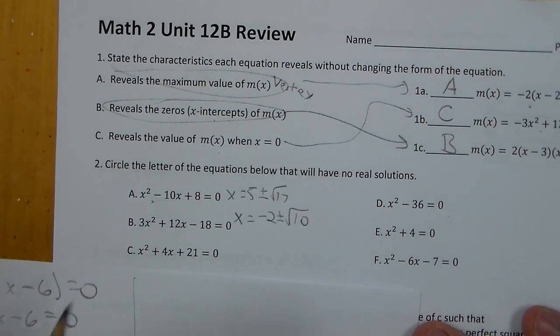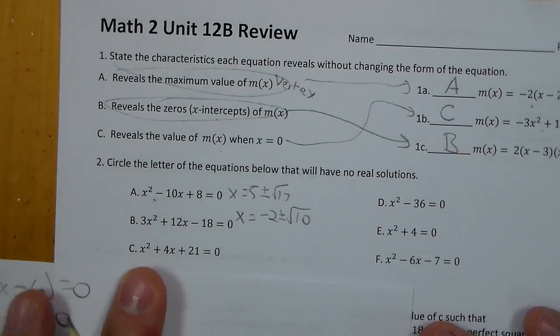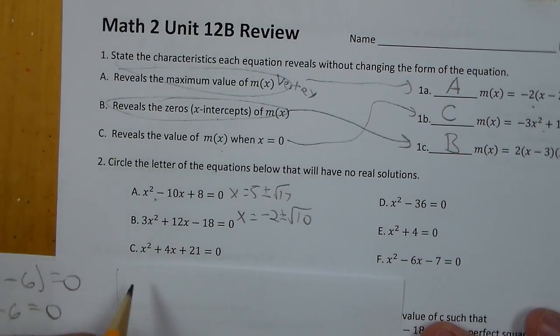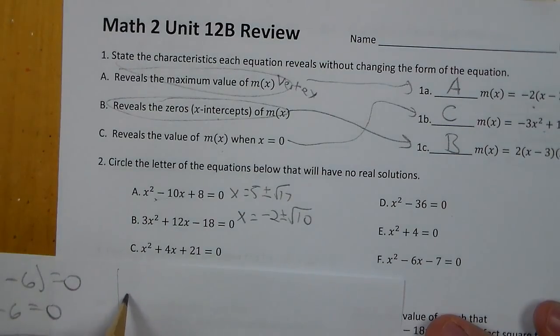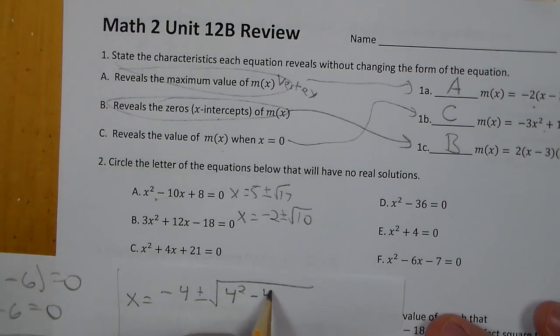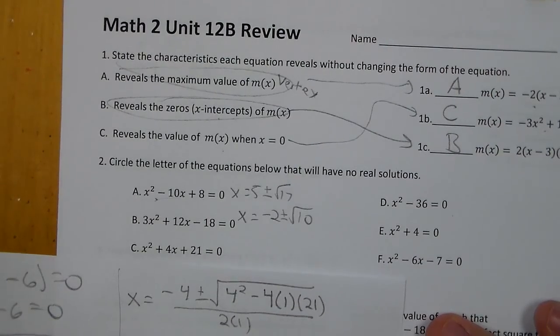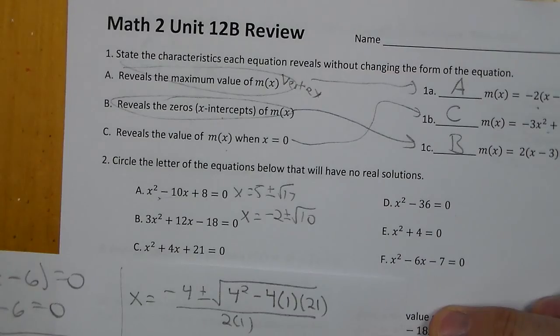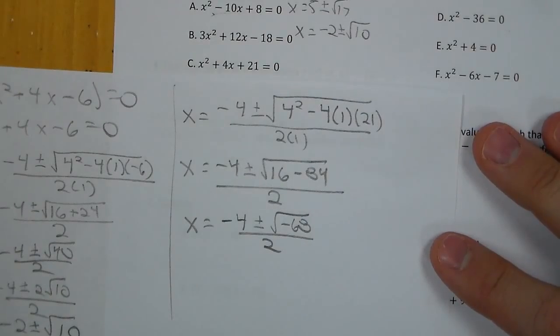C. We have x squared plus 4x plus 21. Can't multiply to 21 that adds to 4. So quadratic formula again. Negative 4 plus or minus the square root of 4 squared minus 4 times 1 times 21, over 2 times 1. We get 16 minus 84 here, which is negative 68. And this is where we have a problem, because negative 68 gives us an imaginary solution.